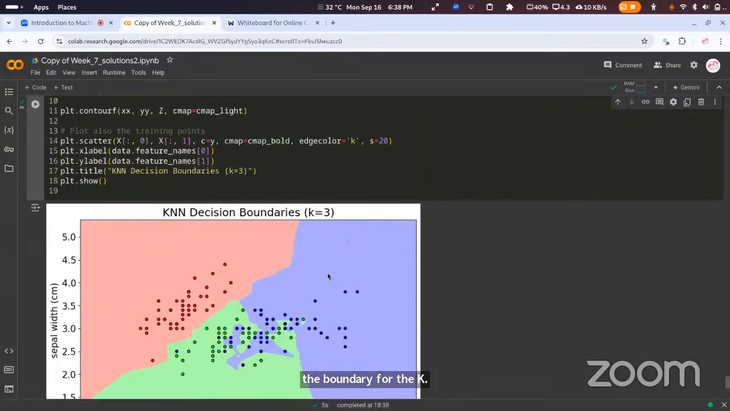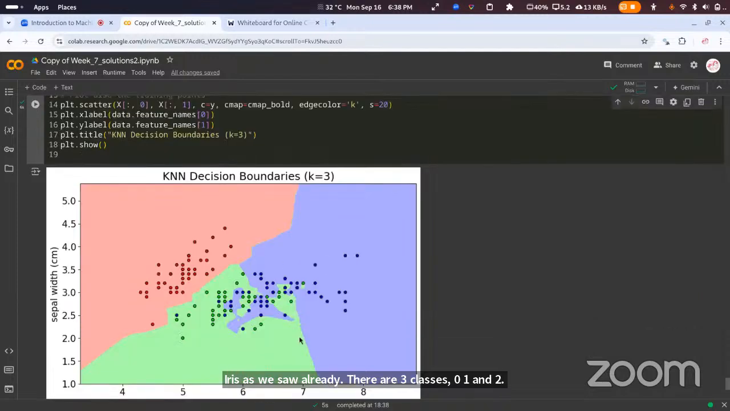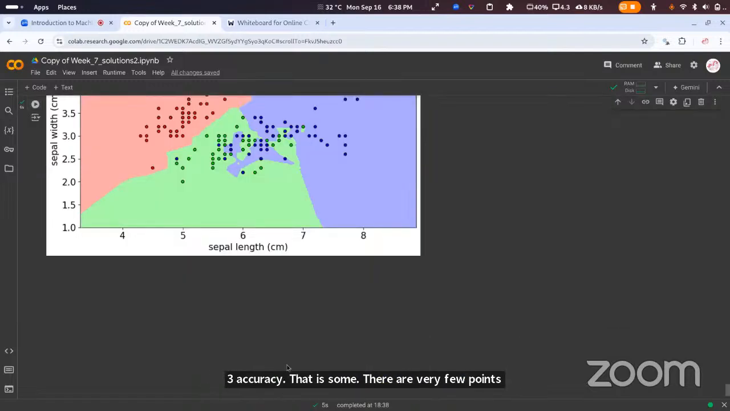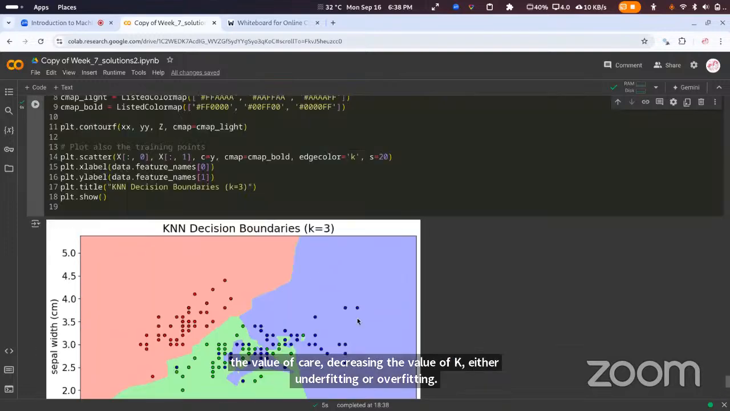There are three classes in this data. I'm taking iris, as we saw already. There are three classes 0, 1, and 2. The classification done here is pretty good. The red points are perfectly classified as red. And for the blue points, it's trying to classify all the points properly by getting into the green region. There are some blue points which are not correctly classified. That's why we have a 0.83 accuracy. There are very few points which are not correctly classified, but we are okay with this accuracy because if we keep on increasing or decreasing the value of K, either underfitting or overfitting might take place. So that's about KNN and decision tree.